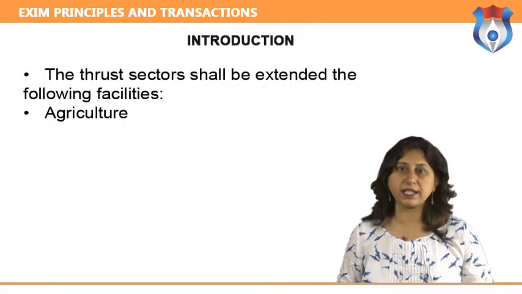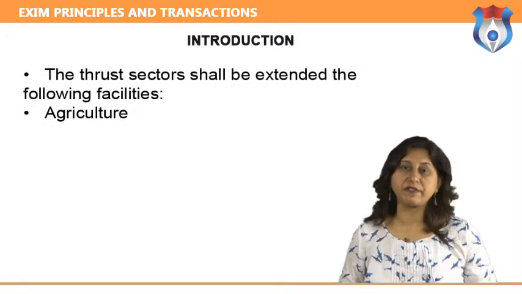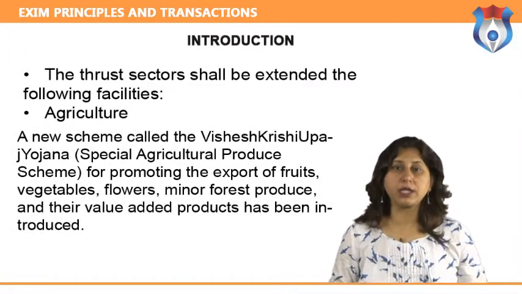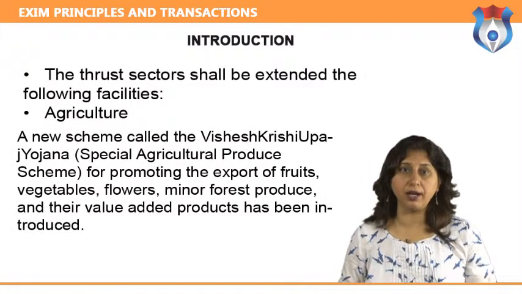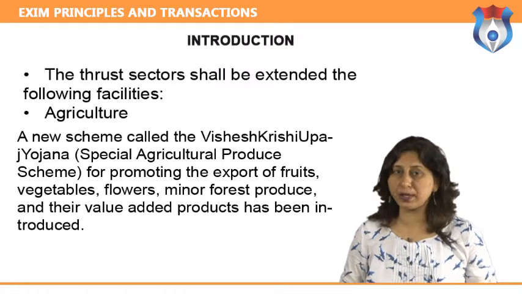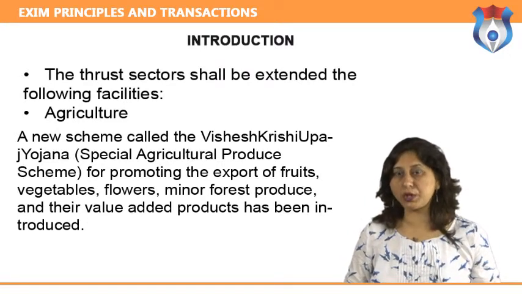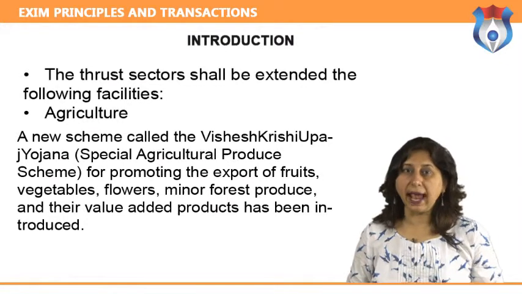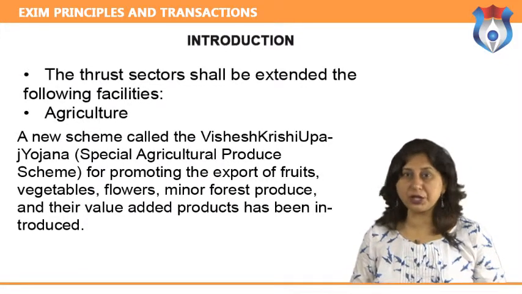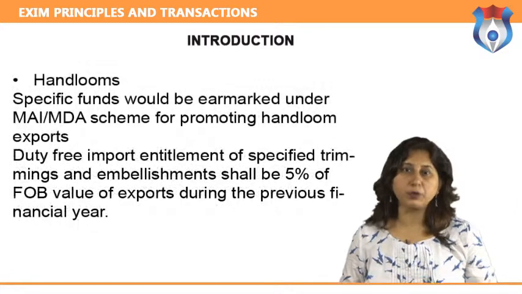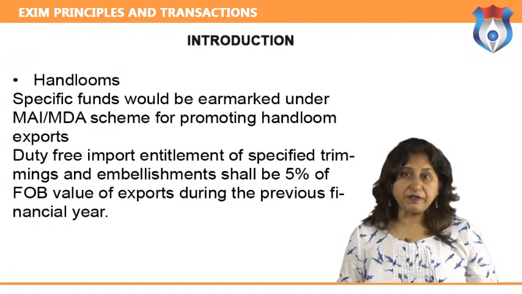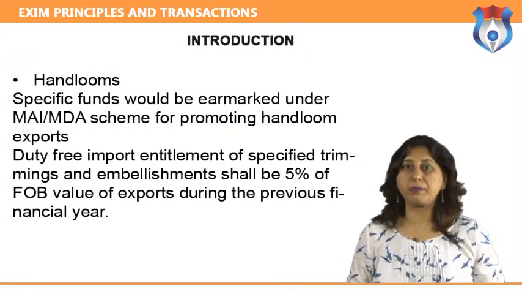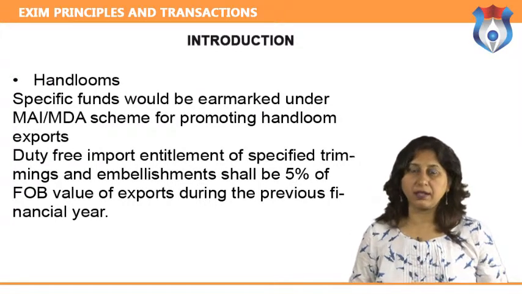The thrust sectors shall be extended the following facilities. Agriculture. A new scheme called the Vishesh Krishi Upaj Yojana, Special Agricultural Produce Scheme, for promoting the export of fruits, vegetables, flowers, minor forest produce and their value-added products has been introduced. Handlooms. Specific funds would be earmarked under MAI MDA scheme for promoting handloom exports.